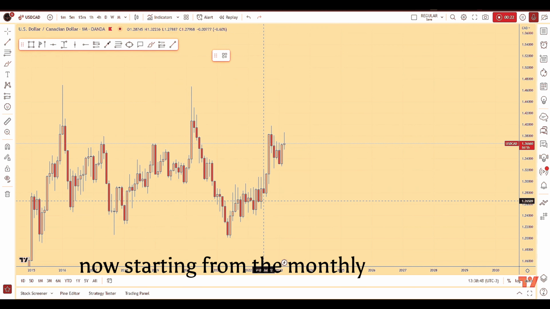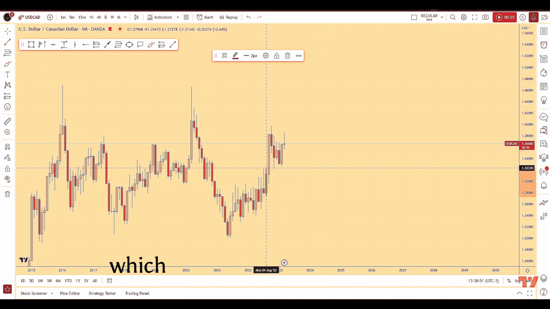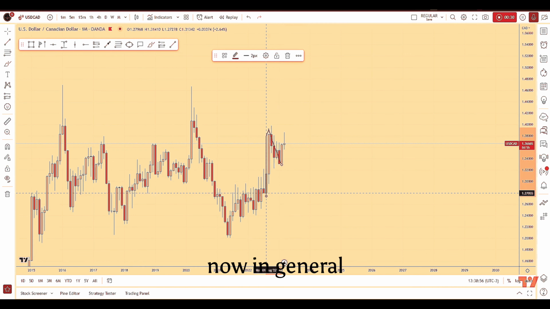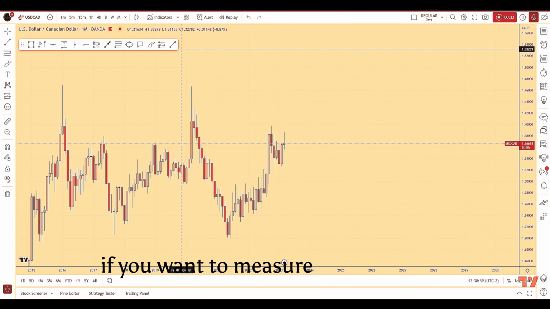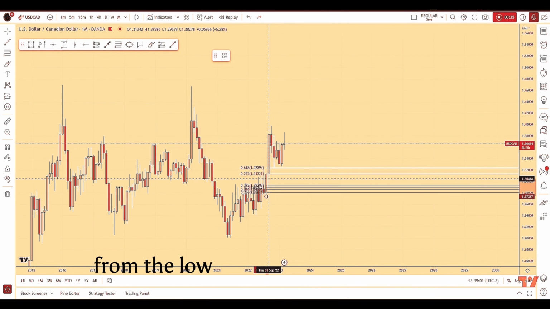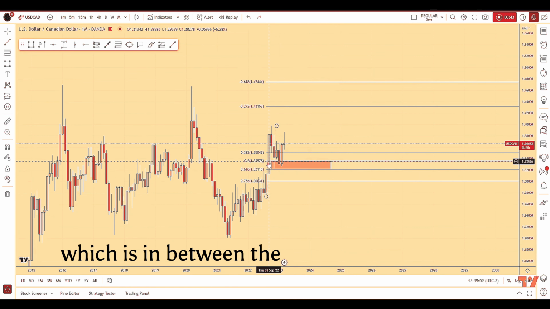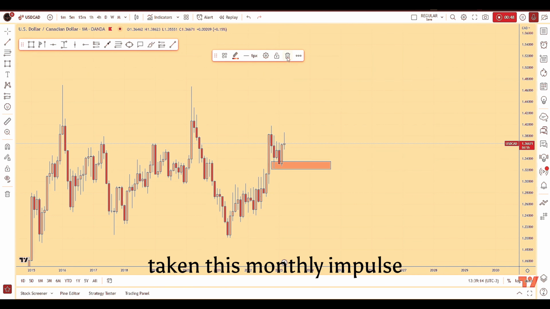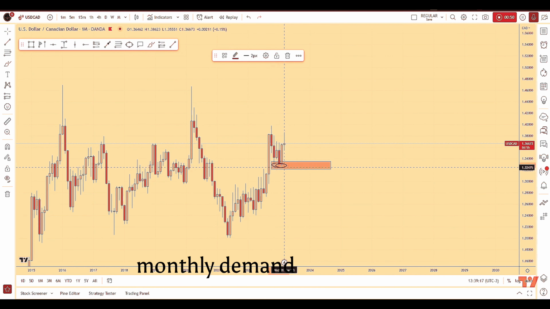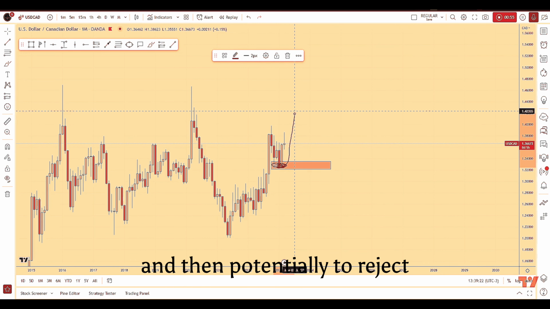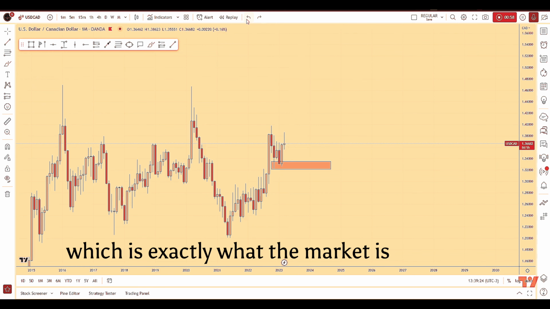Now, starting from the monthly time frame, what we can see is that we have a market which has just created a very strong impulse to the upside, followed by this correction. Now, in general, after an impulse, if you want to measure the correction, you have to take your Fibonacci from the low to the high of the impulse. And if we do that, we can see how the market has just recreated a perfect correction to that zone, which is in between the 50% and 0.618 of the Fibonacci taken on this monthly impulse, which is a quite strong level of monthly demand and support, which we did in fact expect the market to test and then potentially to reject to the upside, which is exactly what the market is currently doing.